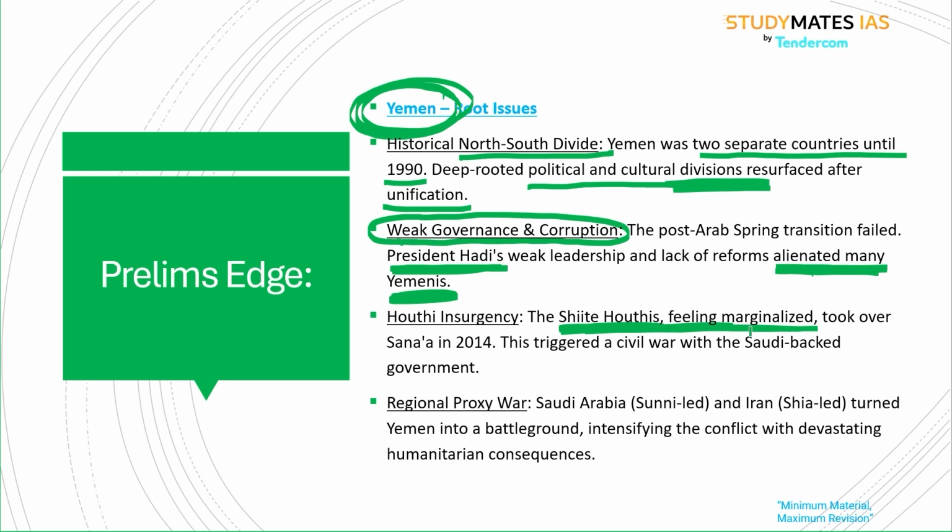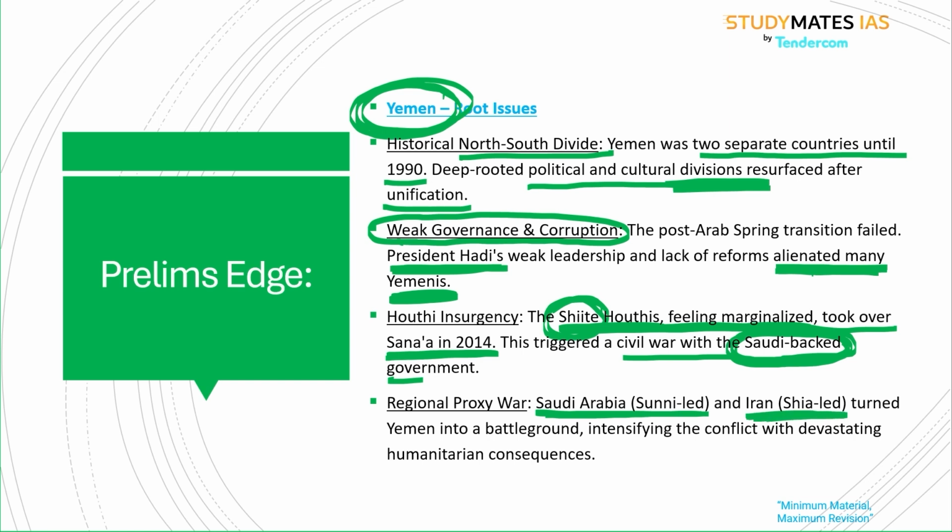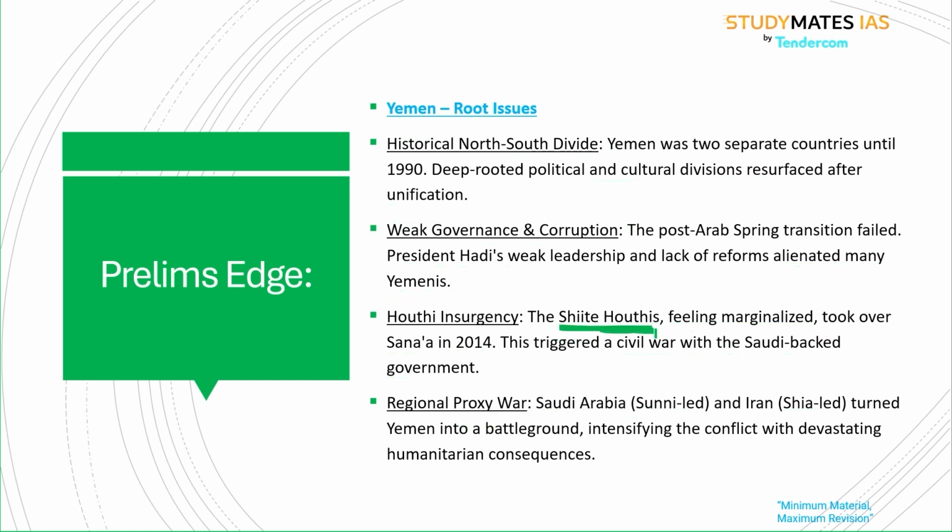Now, there are Shia Houthi rebels. Feeling marginalized, they took over Sana'a, the capital, in 2014. So these are the Shia Houthis. And that led to a civil war with the Sunnis who are ruling, backed by the Saudi government. Saudi Arabia is majority Sunni, and the Shia rebels are backed by Iran, which is majority Shia. These are two Muslim sects. So due to this proxy war, this conflict is going on between the Shia Houthis and the Sunnis who are the ruling government.